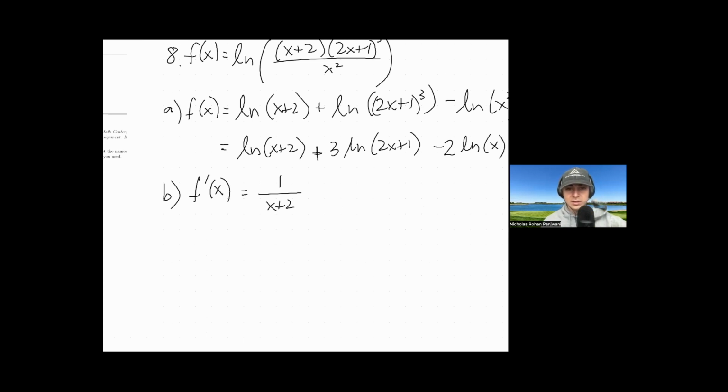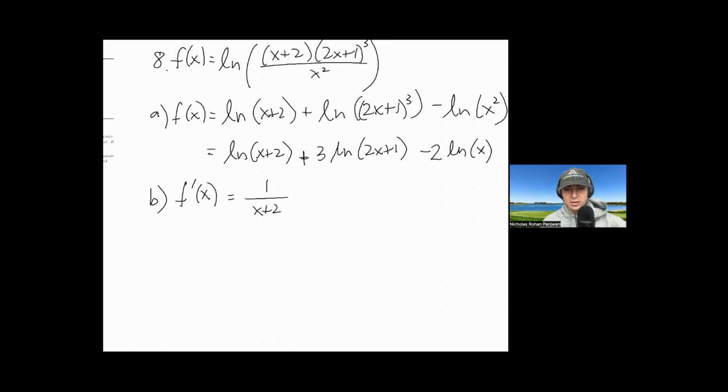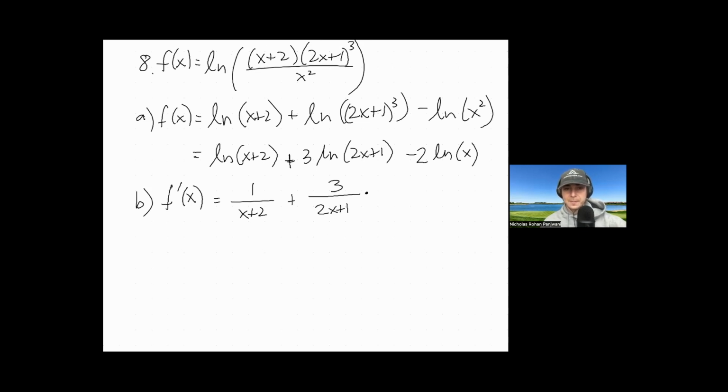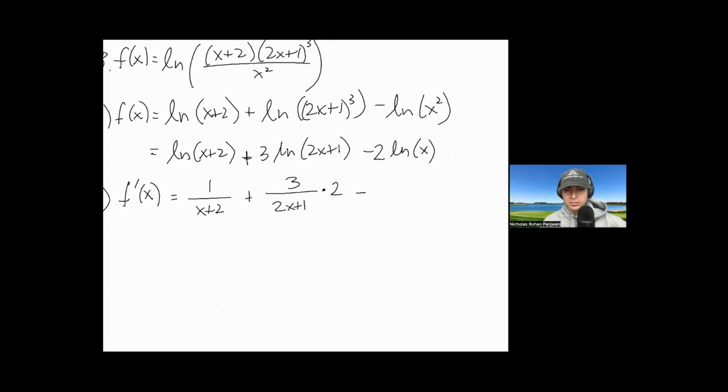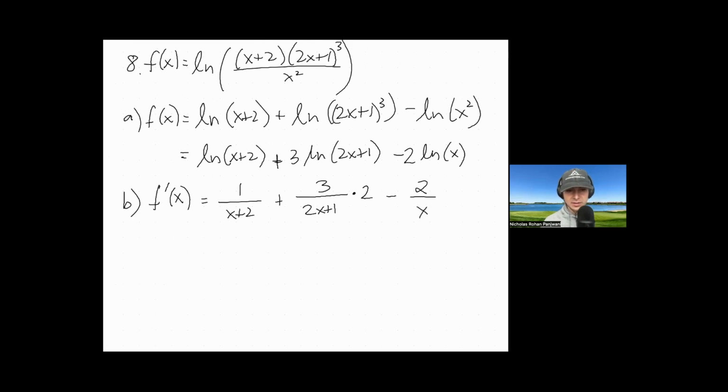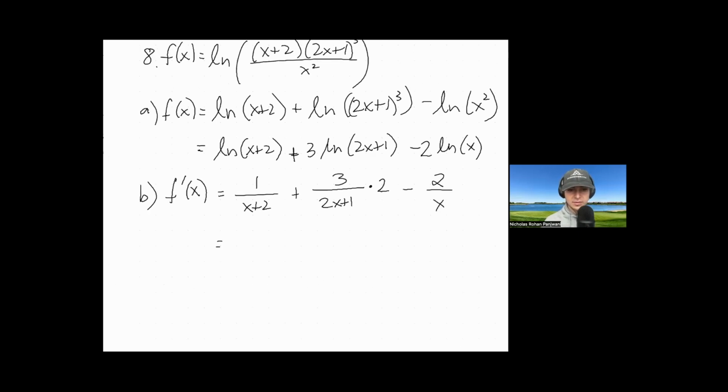So the next one, plus 3 times 1 over (2x plus 1). And then again, we multiply times the derivative, so that's 2. And then minus 2 over x. And that's it. And we can simplify it so that it's just one fraction for the middle one. Plus 6 over (2x plus 1) minus 2 over x.